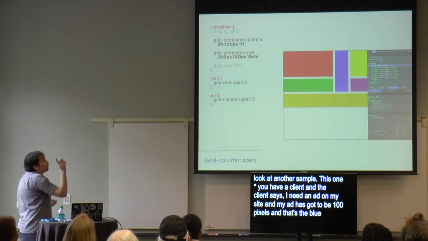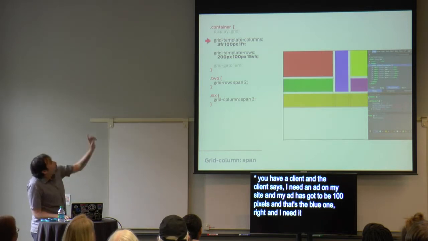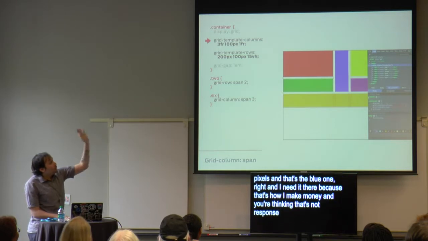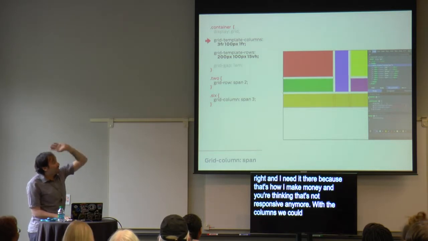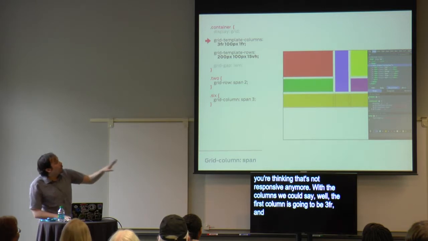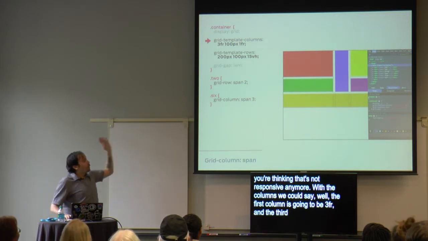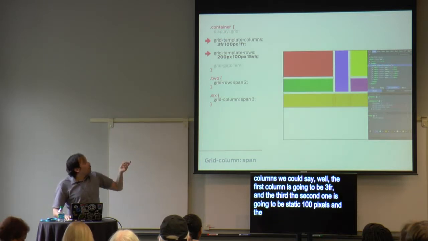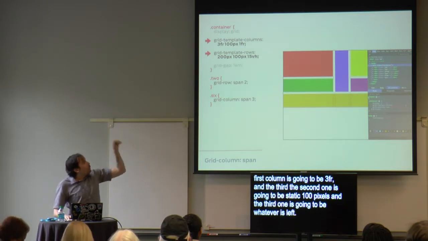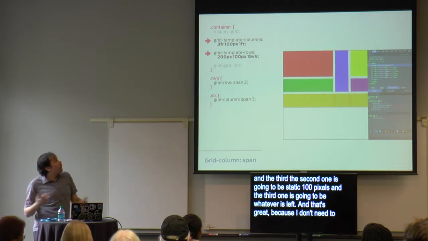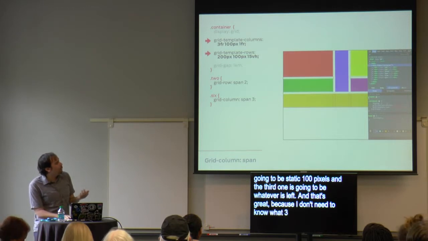So see, with display grid, with the columns, we can actually say, well, the first column is going to be 3fr, the second one is going to be a static 100 pixels, and the third one is going to be whatever is left. And that's pretty awesome because I don't really know what the left and the right are. I know that one needs to be 100 pixels. And the same for my rows. One is going to be 200 pixels, one is going to be 100, one is going to be 50vh, which is another unit. So I'm just mixing units here, and I'm having fun, and I'm seeing what works best for my layout.